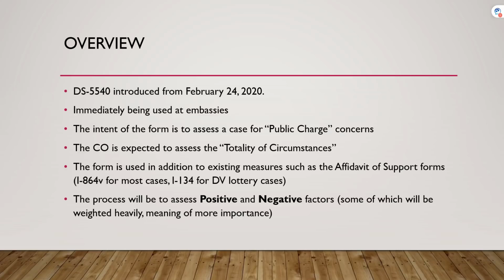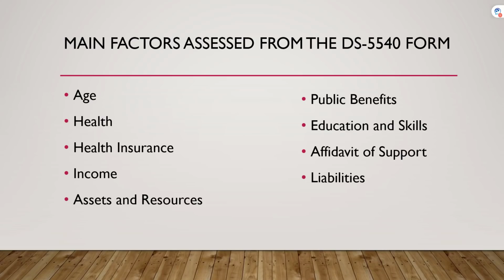So let's talk about the factors that will be considered and assessed from your form. These are the main factors being assessed from the form: age, health, your own health that we're talking about there, health insurance, your income, assets and resources, public benefits, your education and skills, and the affidavit of support.